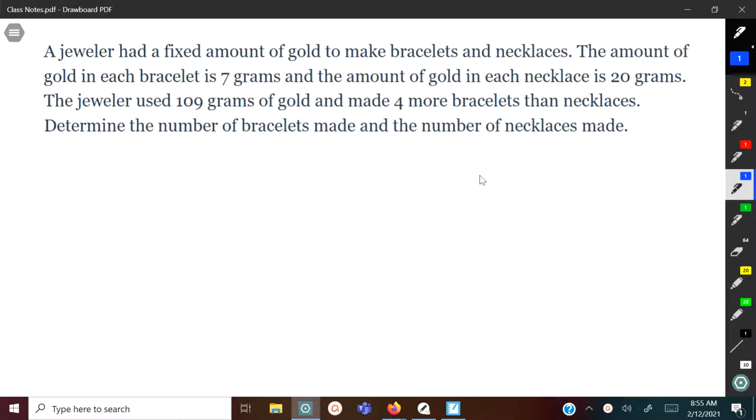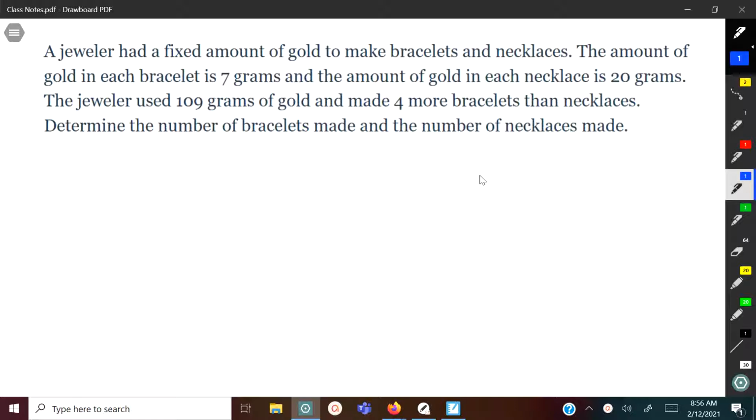A jeweler had a fixed amount of gold to make bracelets and necklaces. The amount of gold in each bracelet is 7 grams, and the amount of gold in each necklace is 20 grams. The jeweler used 109 grams of gold and made 4 more bracelets than necklaces. So let's take a look at that.